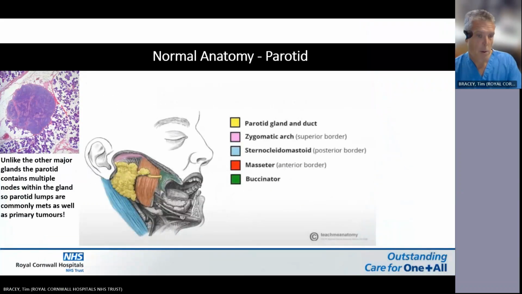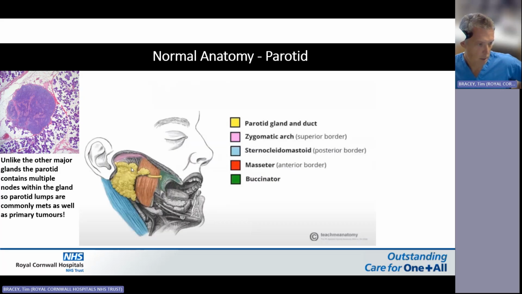So normal anatomy. As a pathologist, you don't really need to know the small print of anatomy, but you need to know roughly where the parotid is. So the parotid gland and duct here are in yellow. You can see it's sitting on the sternomastoid here, with the masseter at its anterior border.